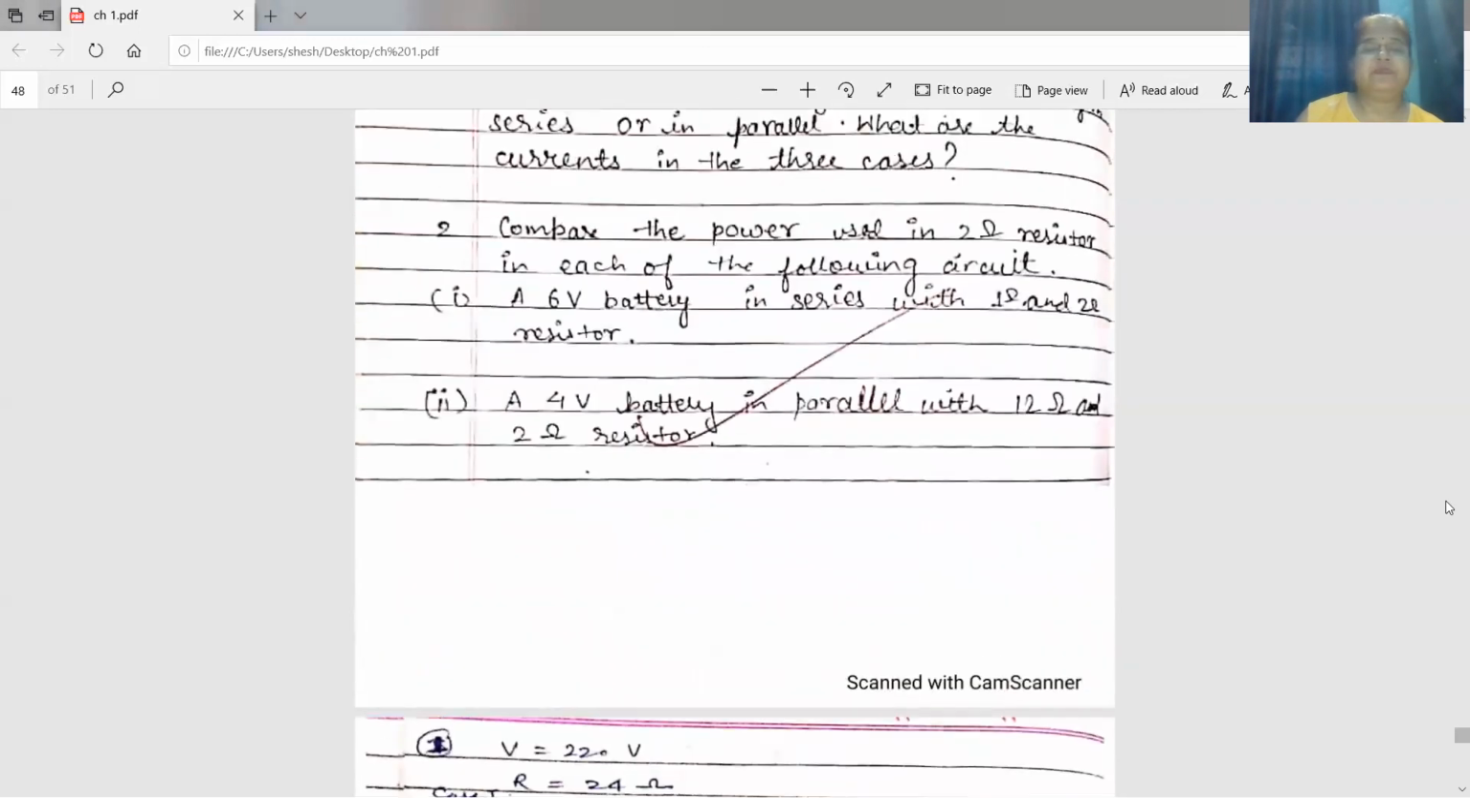Convert it in decimal. Now the last question: compare the power used in the 2 ohm resistor in each of the following circuits. Especially you are asked to compare the power in the two cases in the 2 ohm resistor. First one, a 6 volt battery in series with 1 ohm and 2 ohm resistors. So the battery is in series with 2 resistors. R1 is 1 ohm and R2 is 2 ohm. So total resistance in series will be 3 ohm. And total potential difference is given as 6 volt. So current will be equal to V by RS.